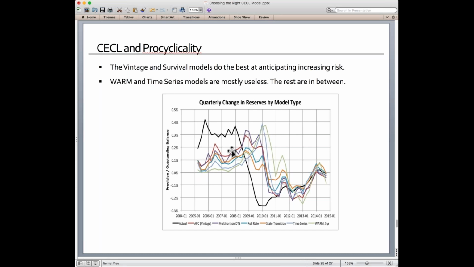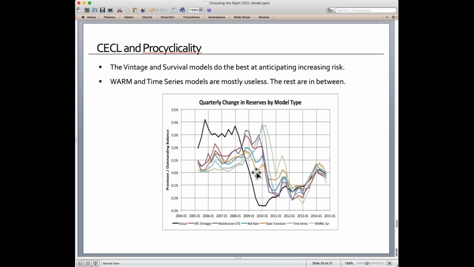So the vintage model is not the winner because of the accuracy measure. It's the winner here because it's looking at credit quality. It's able to pick up early on that the credit quality that's being booked is not the same as what has been in the past. And so it's really all about the credit cycle.